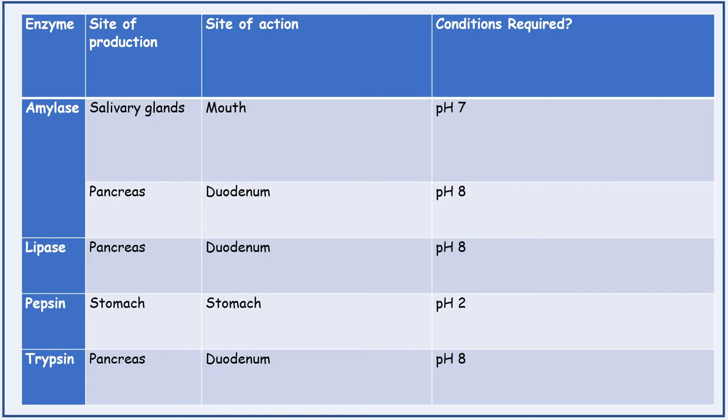So amylase is produced in the salivary gland and pancreas. Site of action: if it's the salivary gland, it's in the mouth. If it's the pancreas, it's in the duodenum. In the mouth, it has an optimum pH of 7. In the duodenum, it's pH 8.